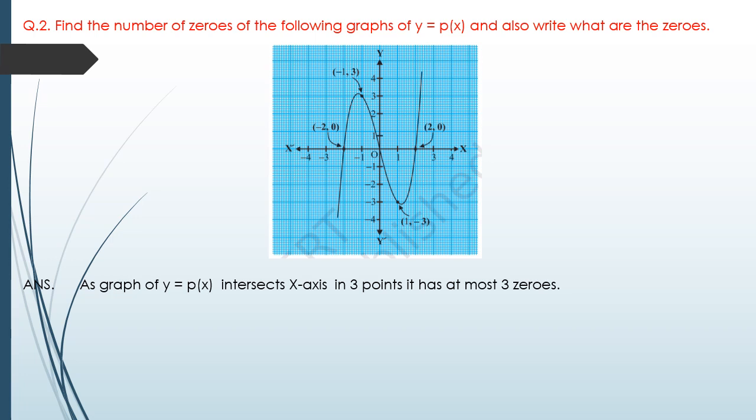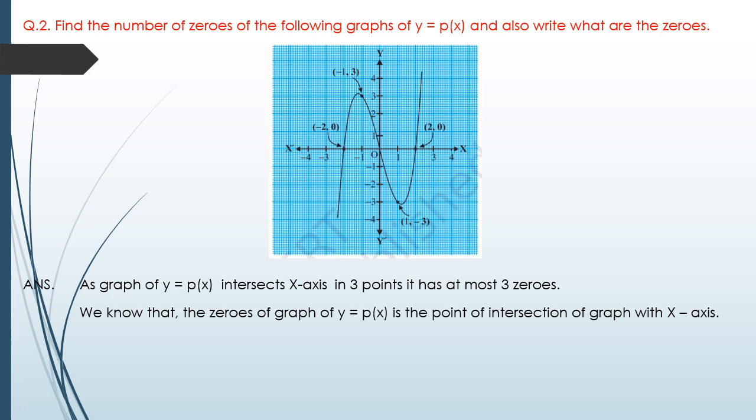Okay, now they have asked us to write what the zeros are. The variable was x, that's why we considered the x-axis. Now to write what the zeros are, we know that the zeros of the graph y is equal to p of x are the x coordinates of the points of intersection of the graph with the x-axis. Now what do you see? First of all, just see the coordinates of the points of intersection of the graph with the x-axis. The first point we can see is -2, 0. The second point is the origin itself, whose coordinates are 0, 0, and the third point is 2, 0.